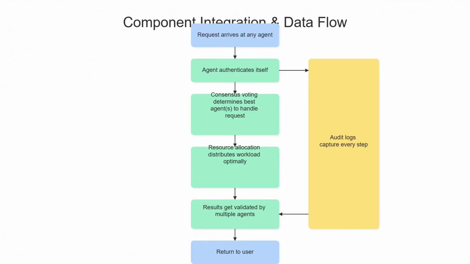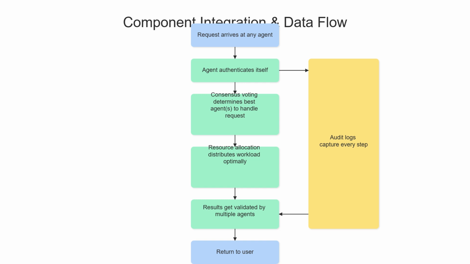Now, let's look at how these components integrate and how data flows through our distributed network. It follows a simple yet powerful request-response pattern with critical consensus validation. When a request arrives at any agent in the network, that agent first authenticates itself using encrypted credentials. Next, a consensus voting mechanism determines the best agent or agents to handle the request, ensuring the most capable or available entity takes charge. Then, intelligent resource allocation distributes the workload optimally, leveraging our resource pooling pillar.